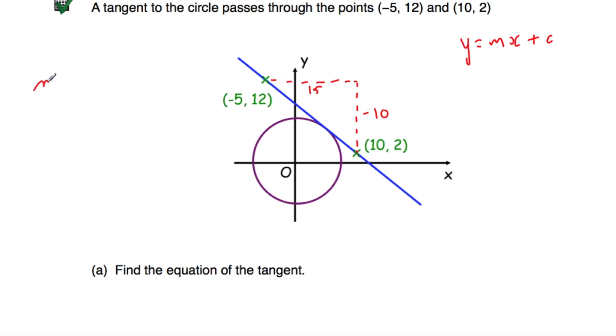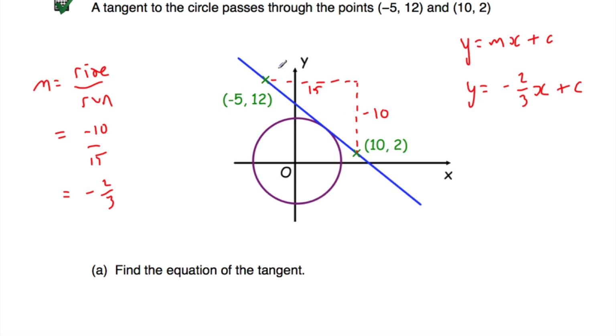So m, the gradient, is equal to the rise divided by the run. The rise is equal to minus 10 and the run is equal to 15. If we do minus 10 divided by 15, we get minus 2/3. That means the gradient of this line, the tangent, is equal to minus 2/3. So y equals minus 2/3 x plus c. That's fantastic. We now know the equation of the tangent is in the form y equals minus 2/3 x plus c.